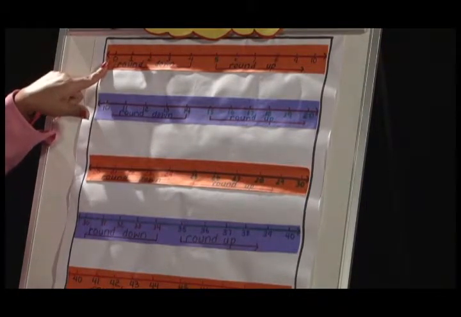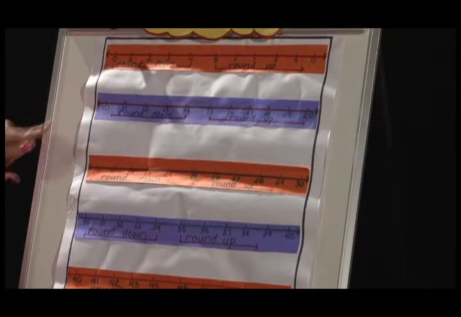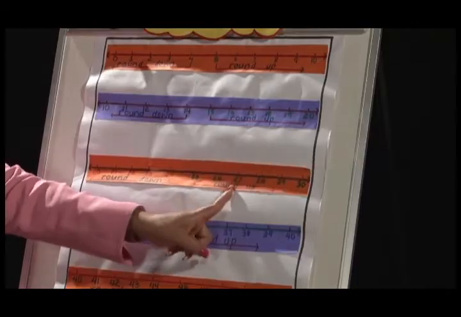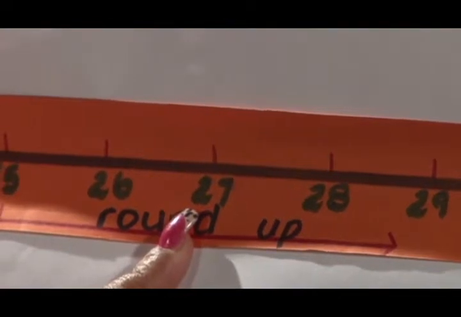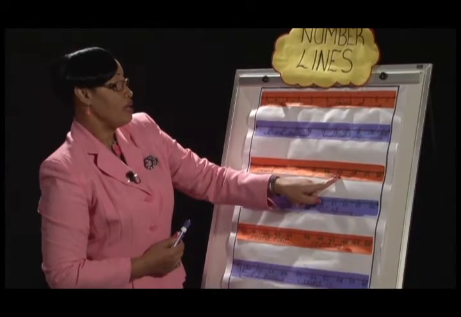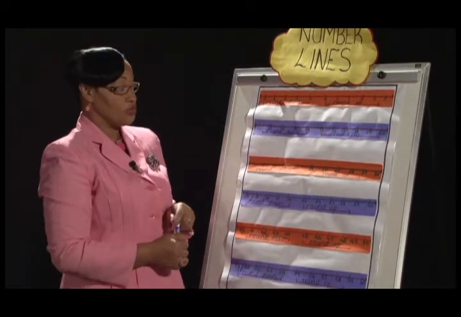0 to 10, not at all. 10 to 20, not there either. Let's look here. 20 to 30, yes, we will find 27 between 20 and 30. Here is 27. Now, what is the next thing we are going to do?